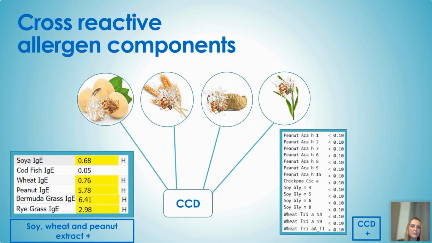So just to illustrate this case as well, normally then we get the results of a soya IgE that's positive, the wheat is positive, and peanut is positive. But also the grasses are positive, and the rye grass is also positive on the extracts. And if we then do the molecular components, we can see that all the molecular components of the peanut and the soy and the wheat are negative. So this patient can then still continue consuming his soya, wheat, and peanut, but he's allergic to grasses.